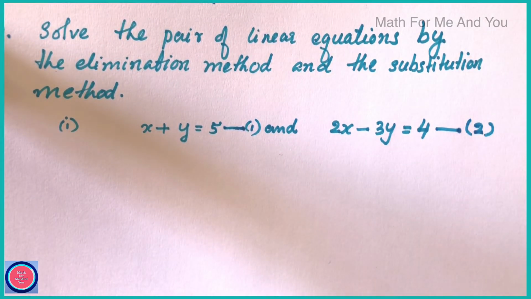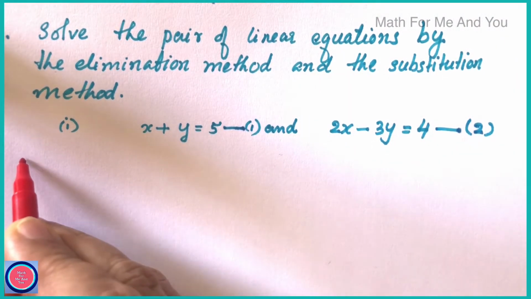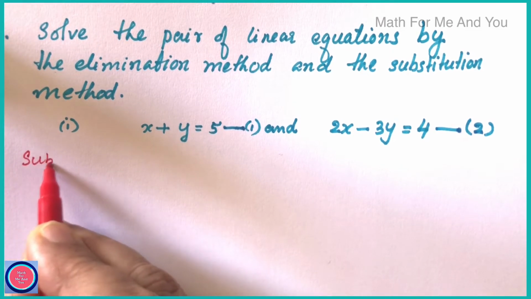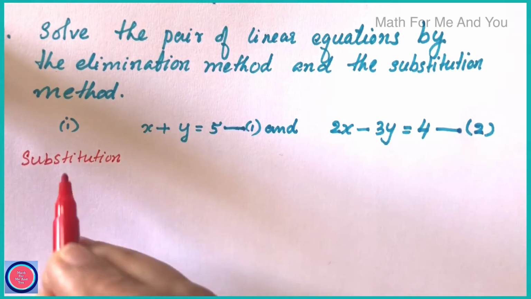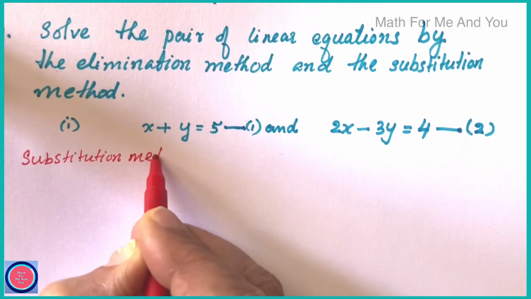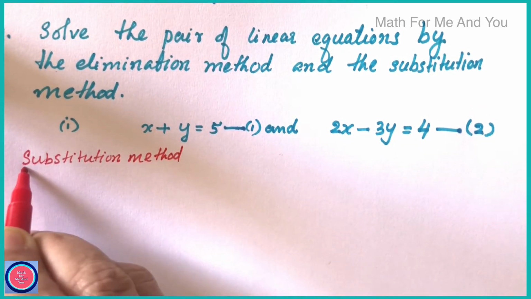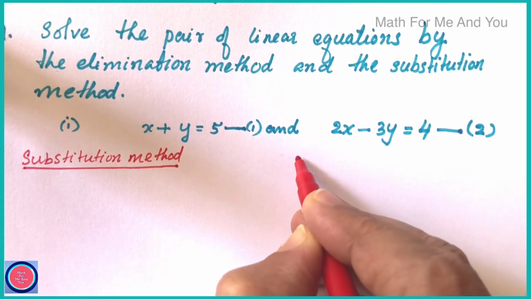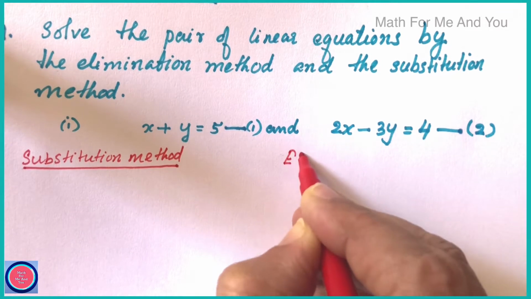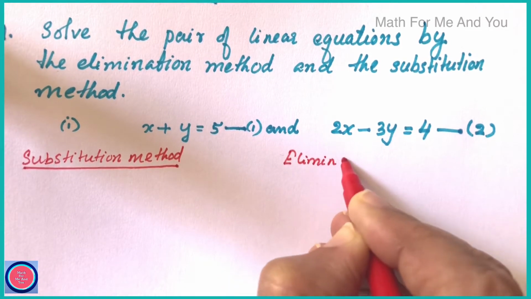Substitution method means we can select one equation which is convenient, and from that equation select one variable, write it in terms of the other. After that, substitute in the other equation and find its value. Then substitute in any of the equations, solve it. This is substitution method. The second method is elimination. Elimination means we either delete x or y from the equation.